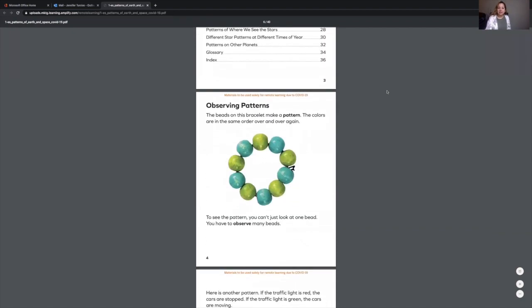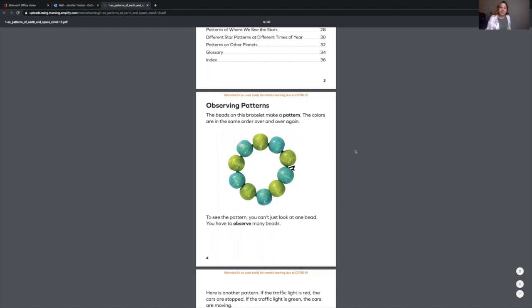First, let's start with observing patterns. The beads on this bracelet make a pattern. A pattern will show something over and over again. So the colors are in the same order over and over again. To see the pattern, you can't just look at one bead. You have to observe many beads. Observe means that you look closely.